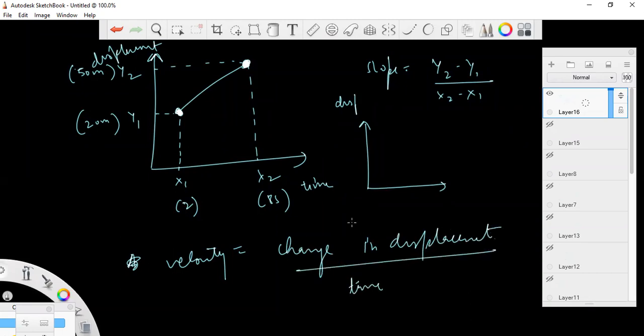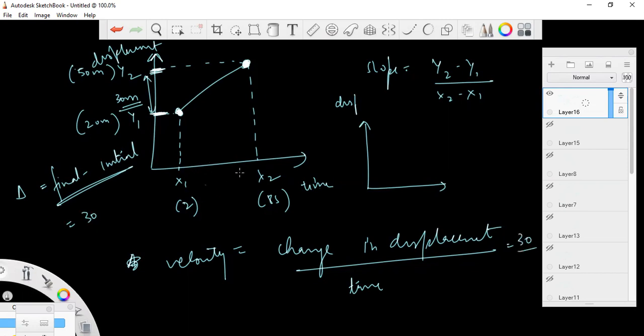So the displacement was already at the 20-meter mark. Now, finally, it is at the 50-meter mark. What is the change? 30 meters. The change is of 30 meters. Is this plus 30 or minus 30? Plus 30, right? It increased by 30. The change in anything is what? Final minus initial, right? So the change in displacement is 50 minus 20, which is 30. Is that okay?